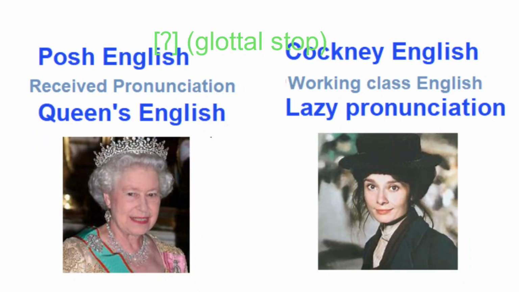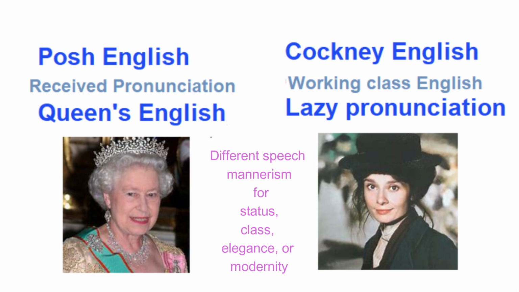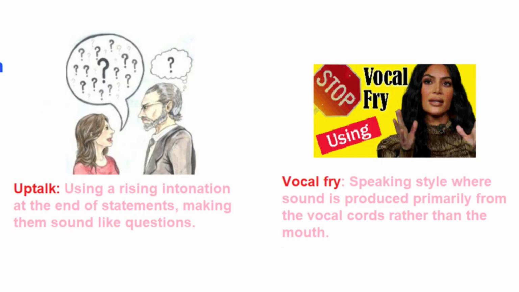Now, native speakers might pronounce the same word differently, yet are understood to express aspects that are beyond the scope of linguistics. For example, status, class, elegance, or modernity. This phenomenon happens in any language. For example, young people speak differently from old people. There are many means to speak differently, like uptalk or vocal fry, and saying words differently is one way.